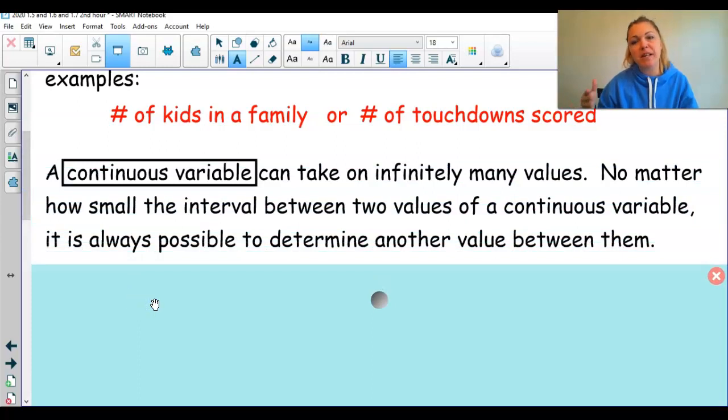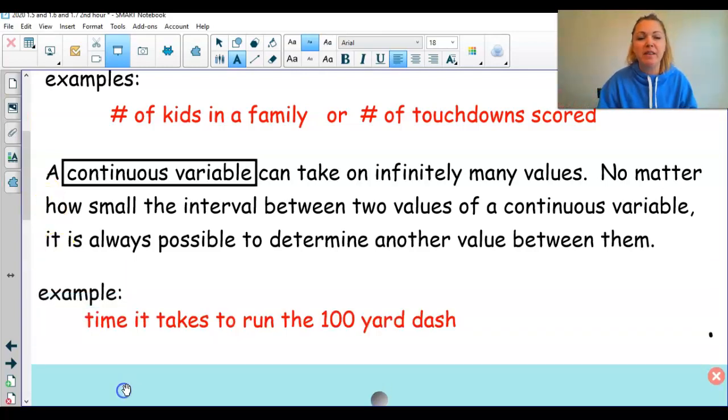A continuous variable can take on infinitely many values. No matter how small the interval between the 2 values of a continuous variable, it is also always possible to determine another value between them. Excuse me, I can read. So the time it takes to run a 100-yard dash. Those of you who run track, you know there's a big difference between a 100th of a second or even a 1,000th of a second, okay? Time is a continuous variable, with infinitely many values between 2 different values, between 10 seconds and 11 seconds, okay? Hopefully this slide gives you the difference between a discrete variable and a continuous variable. Let's keep cruising.